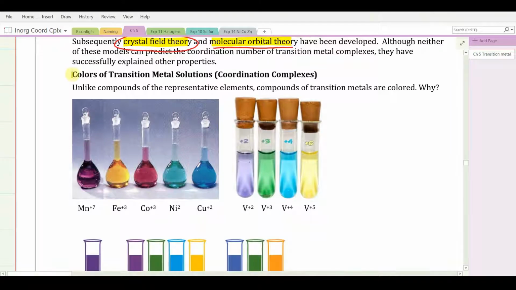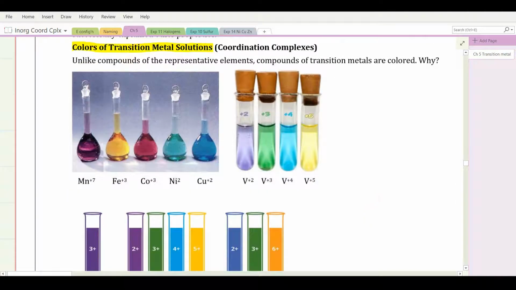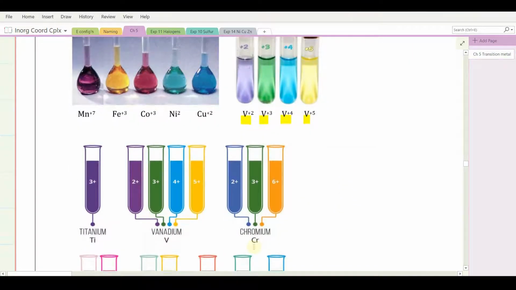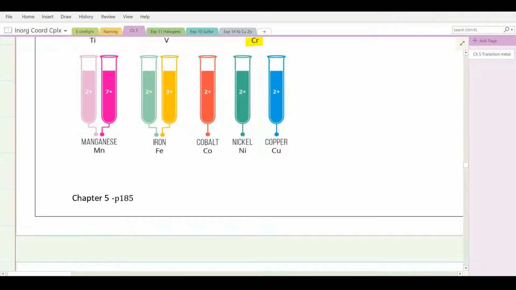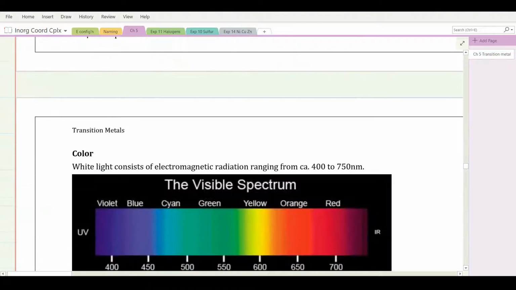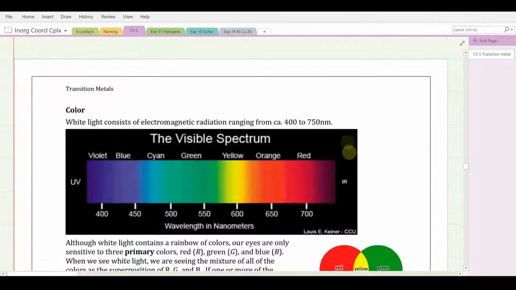First, let's look at the colors of transition metal solutions. These are coordination complexes. Look at the array of colors. Look at vanadium, four different oxidation states, each with its own color. Chromium, three different oxidation states, three different colors. What is all the color arising from? Note that A group elements typically are colorless, whereas transition metal complexes are often colored. Why is that? Before we get into the whys, let's talk about color itself.